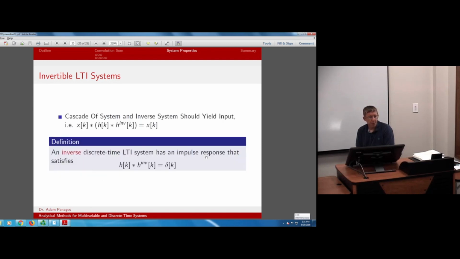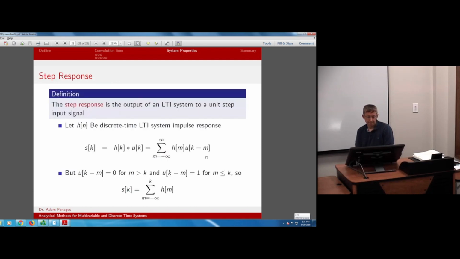I never go over that one, so we never do it. A few more interesting facts. We've been spending a lot of time talking about impulse response. Systems at rest, I put an impulse in, what comes out is what we call h[k].